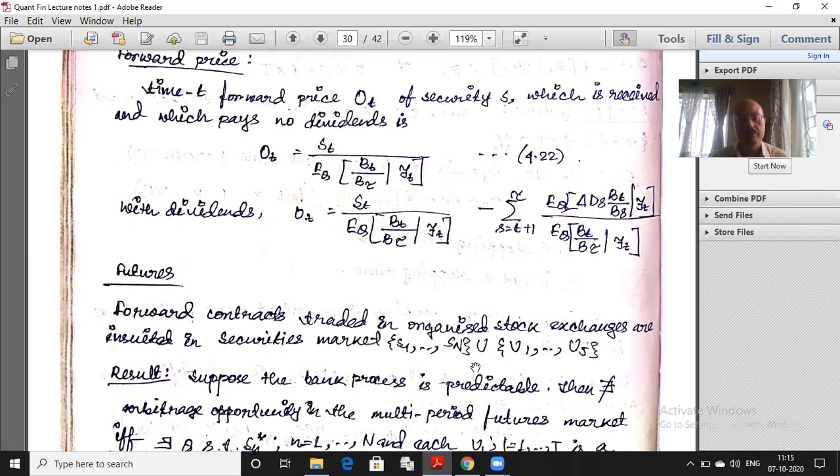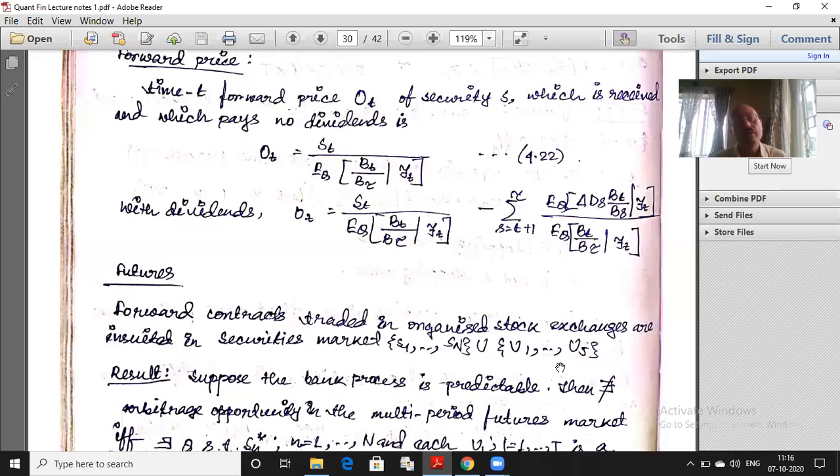So in terms of our notation, what is happening here? We are saying that forward contracts traded in organized stock exchanges are inserted in the securities market. So originally I had the capital N many stocks, and suppose now I have capital J many futures contracts available in the market. I just make them available, capital J may be a large number.